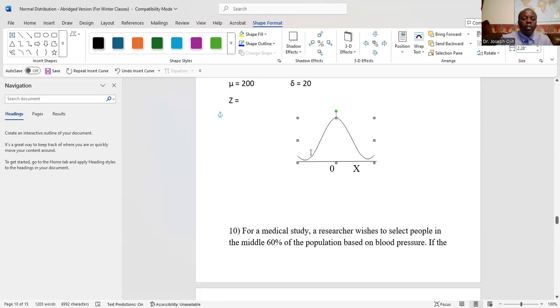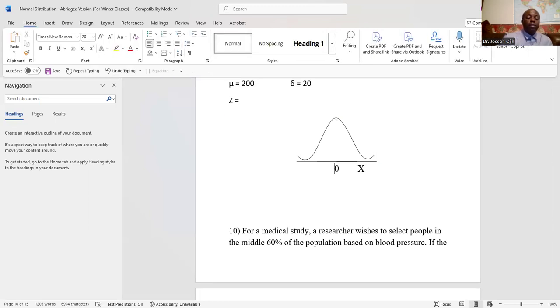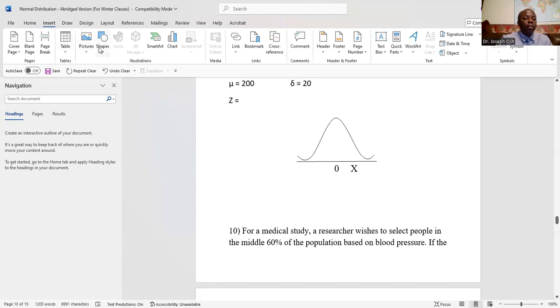Then put the center line. Then put this a little bit, and then put it back. Center line. Okay, center line, which represents the mean.